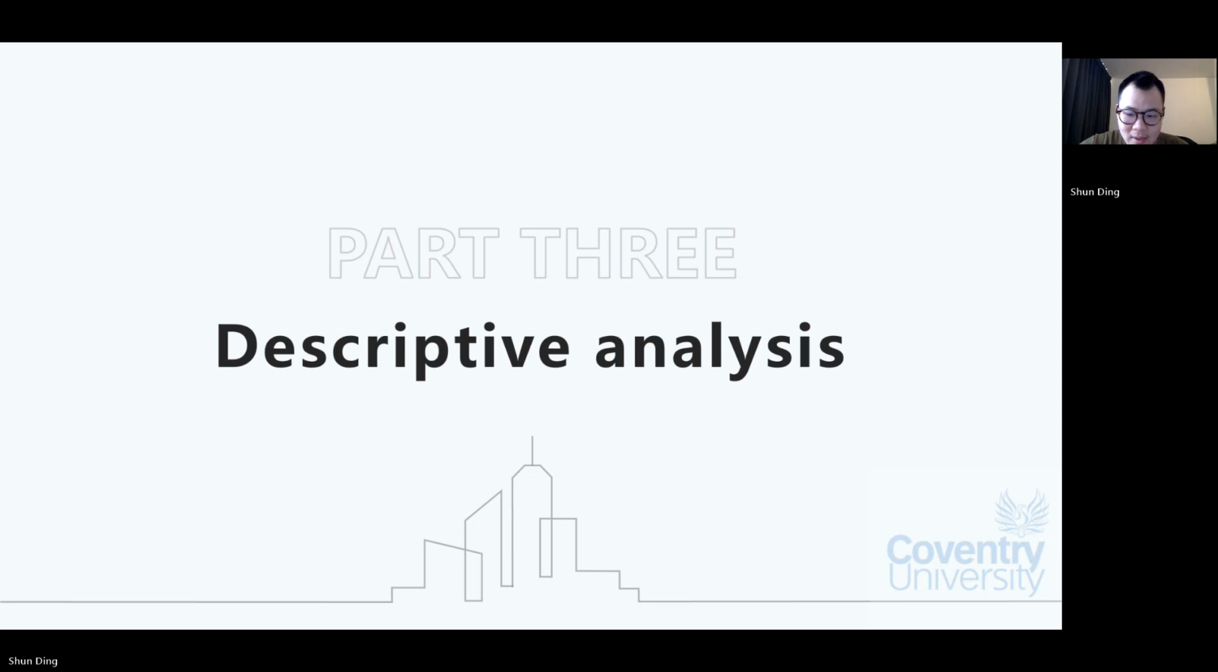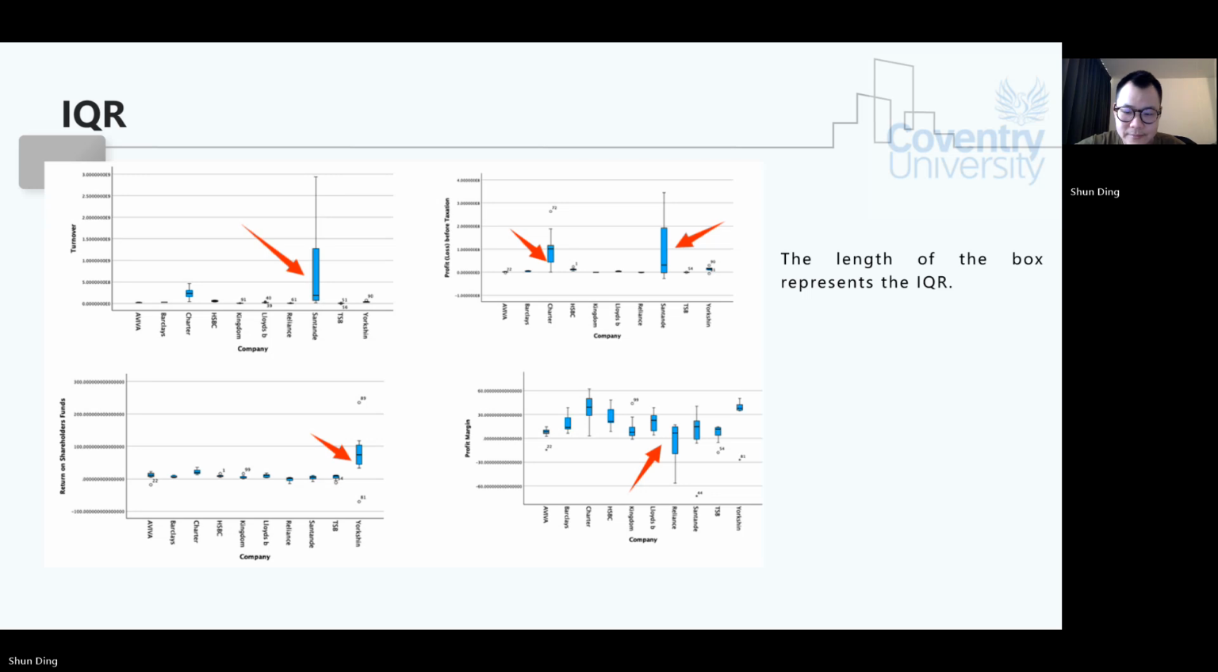The third part shows descriptive analysis. Descriptive statistics show some basic information extracted from complex data, such as central tendency, dispersion, and outliers, as can be seen from the figure.